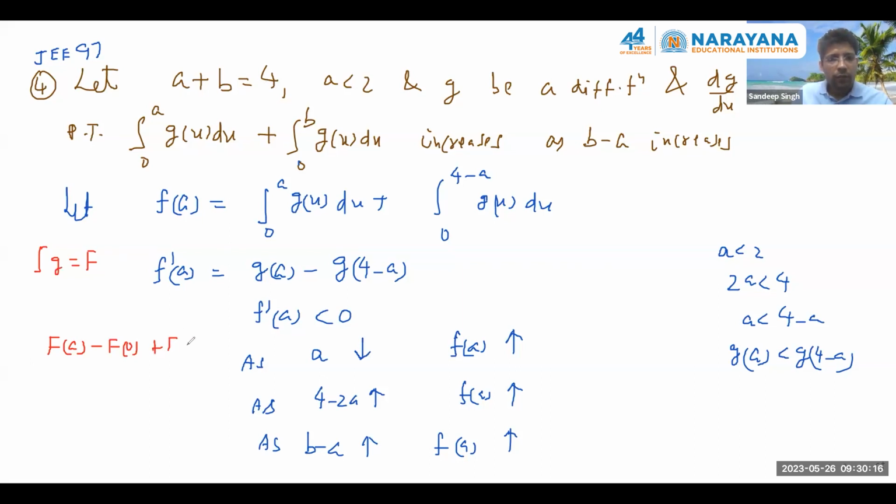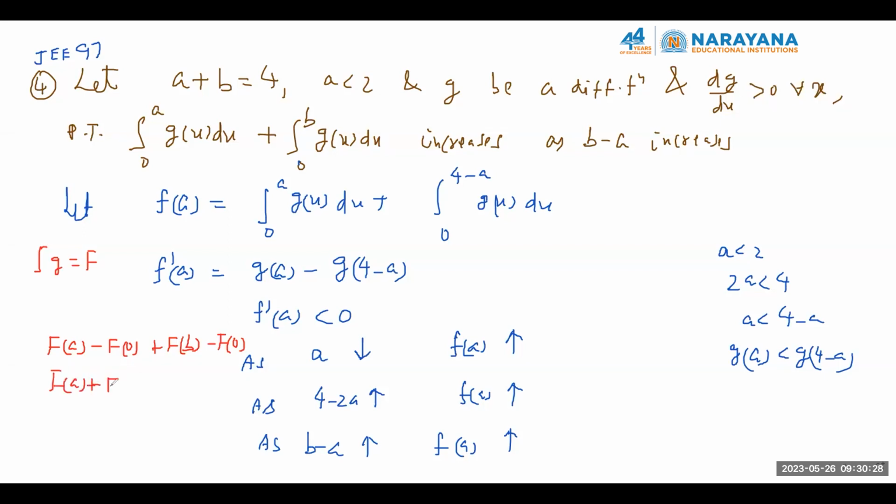Okay. So plus F(b) minus F(0). What next? So we can write b as 4 minus a. And F of 0 is some constant that will not matter. Since g of x is an increasing function for all x and it's differentiable, capital F will also be increasing.